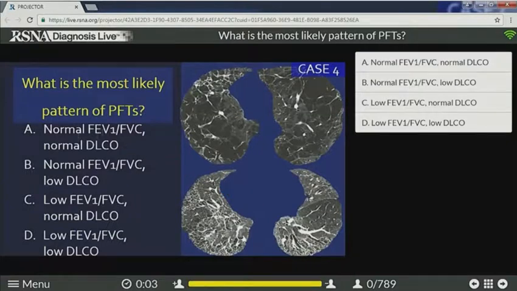So is it A, a normal FEV1 to FVC ratio? And let me point out again that if that ratio is low, that means the patient has obstructive physiology. Is it that with a normal DLCO? And remember, DLCO is diffusing capacity of the lungs, and that's a measure of gas exchange of the lungs. Okay, so is it a normal ratio with a normal gas exchange? Is it a normal ratio with a low DLCO? Is it a low ratio, implying obstruction, with a normal gas exchange? Or is it a low ratio implying obstruction with a low gas exchange?